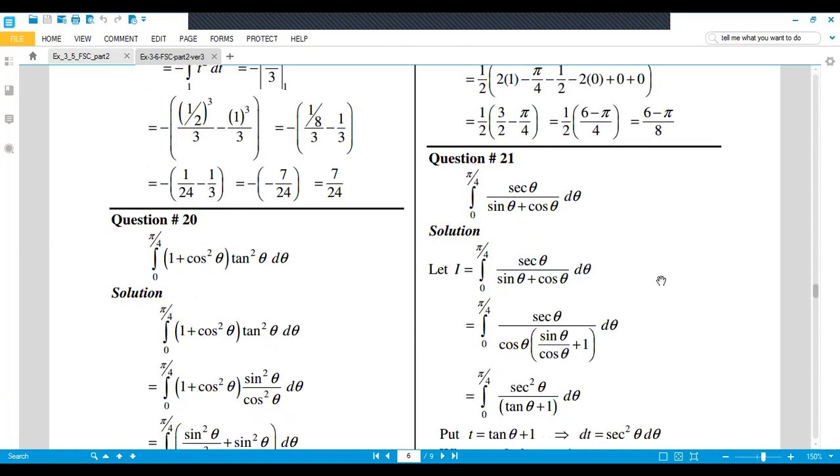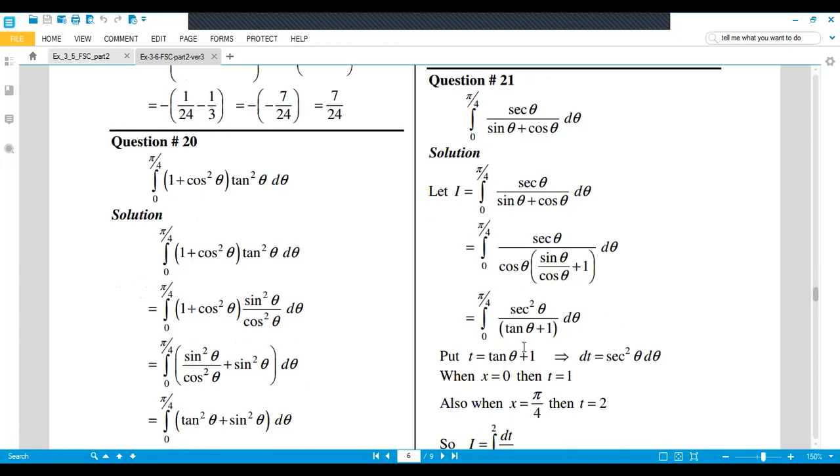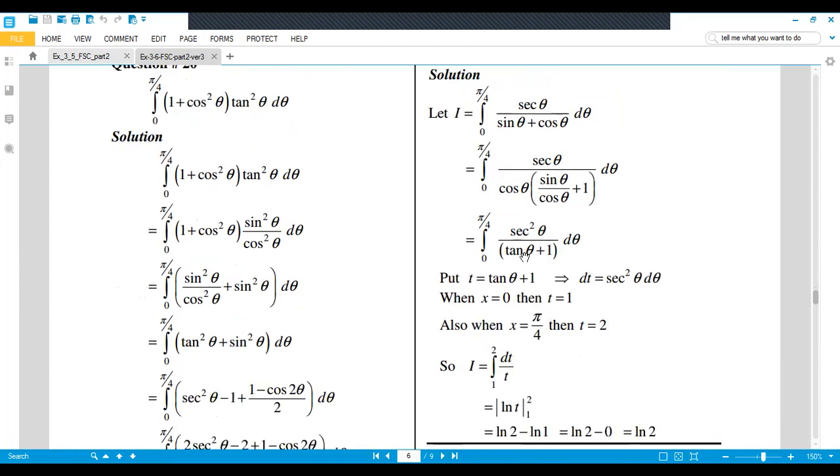Number 21 is the integral from 0 to pi over 4 of secant theta over sine theta plus cos theta. Here we take cos common from the denominator. When we take cos common, here there is no cos, so sine over cos and plus 1. Now 1 over cos is secant, so we shift it to the numerator, secant square theta, and this is tangent theta plus 1. Now you know that if tangent theta plus 1 is equal to t and we take its differential, it will be equal to secant square theta d theta.